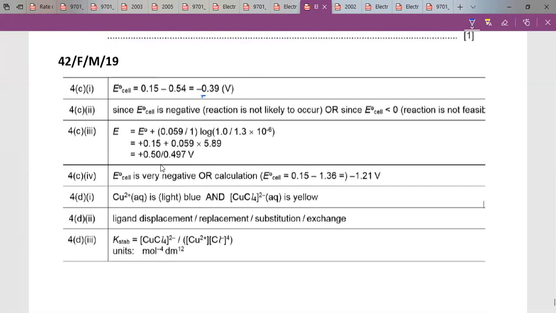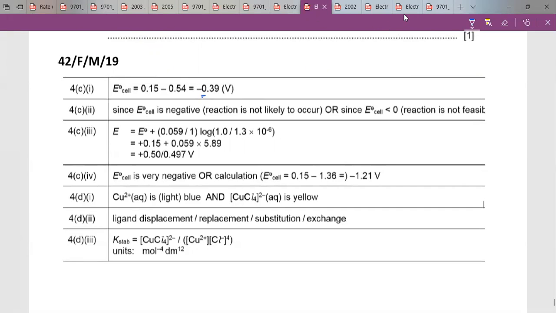All right, so here you can see this value here is 0.5. So E is very negative and so forth. So this is a Nernst equation. Now I have finished all the Nernst equation already.